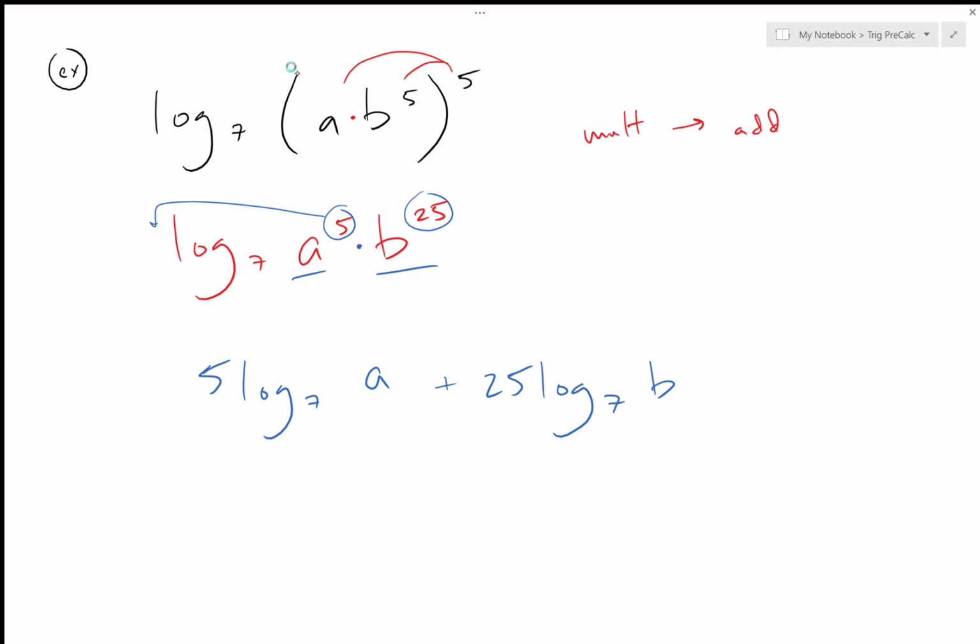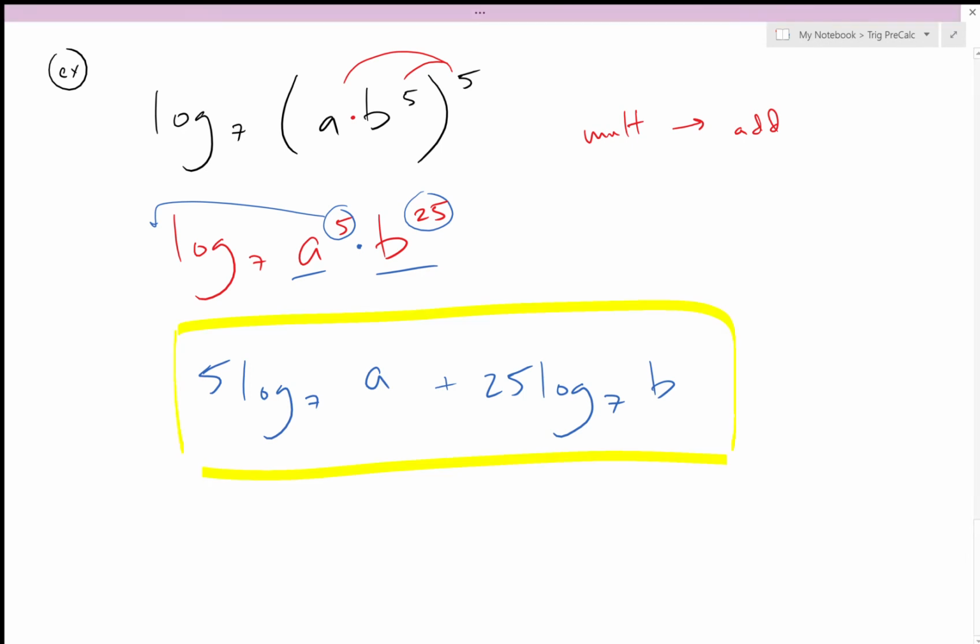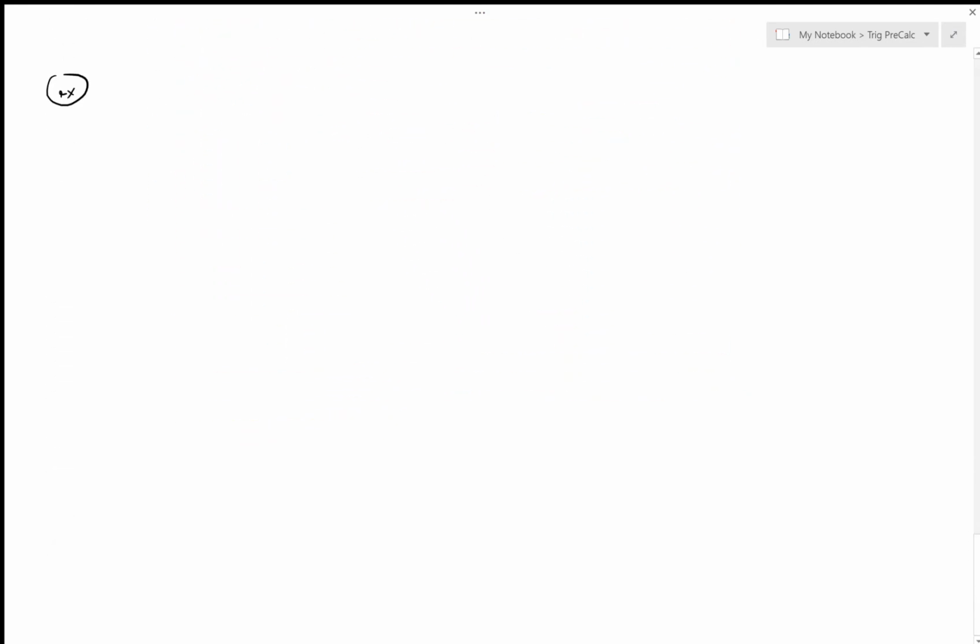Alright, so if you have to do it in multiple steps, that's fine. If you want to just do it kind of all in your head and put it all together, that's fine as well. Alright, let's see one more expanding one. Let's take log base 7 cube root of a times b times c.